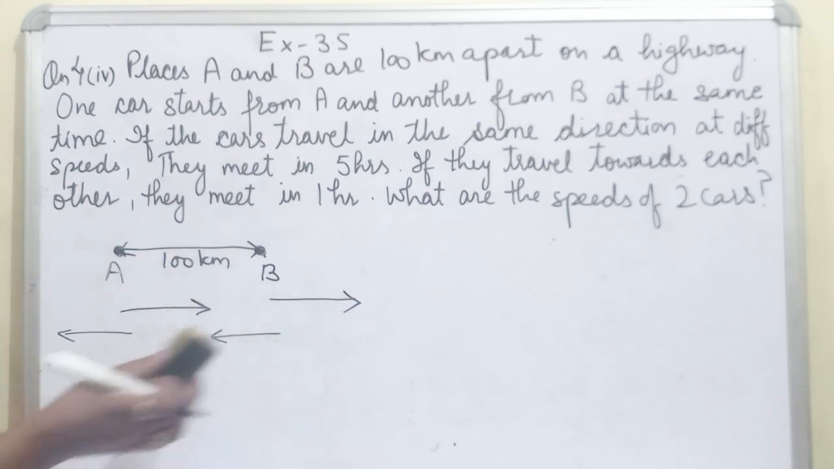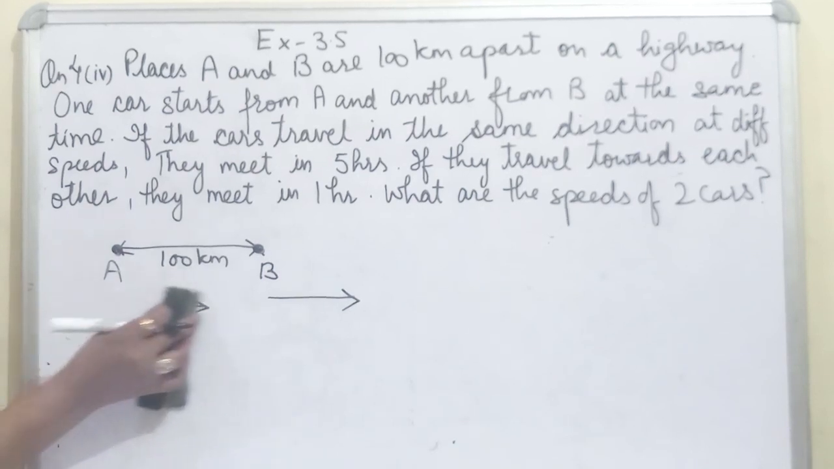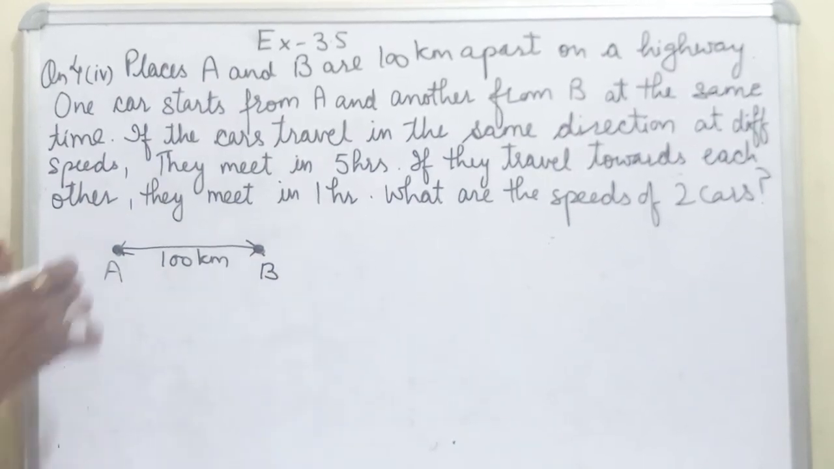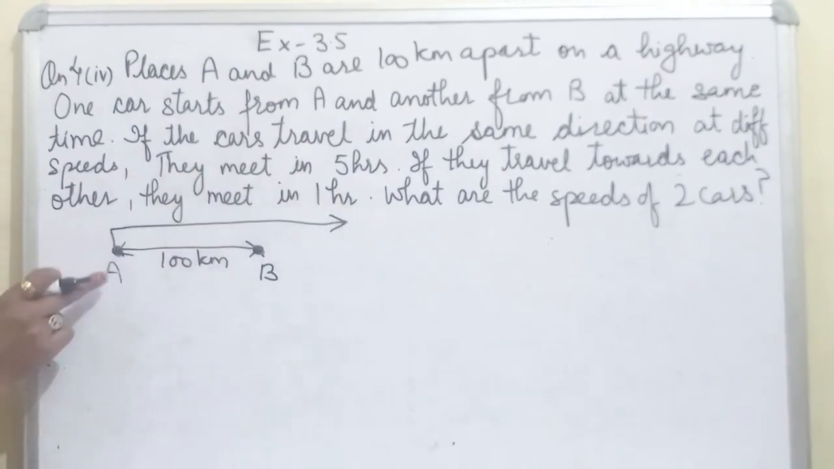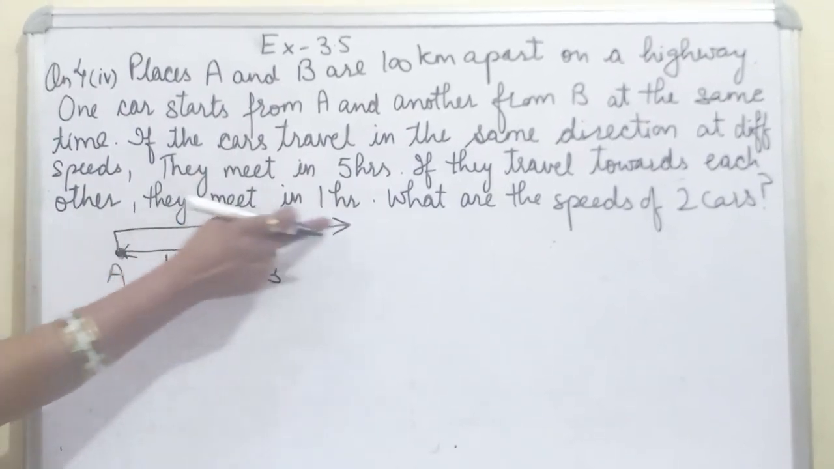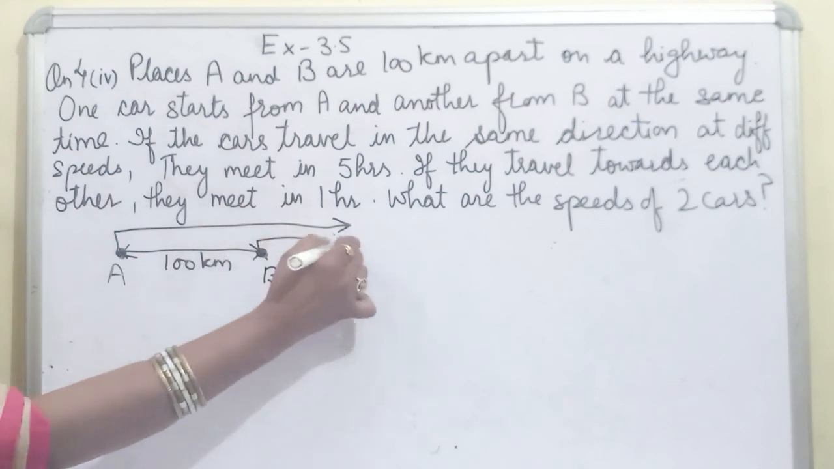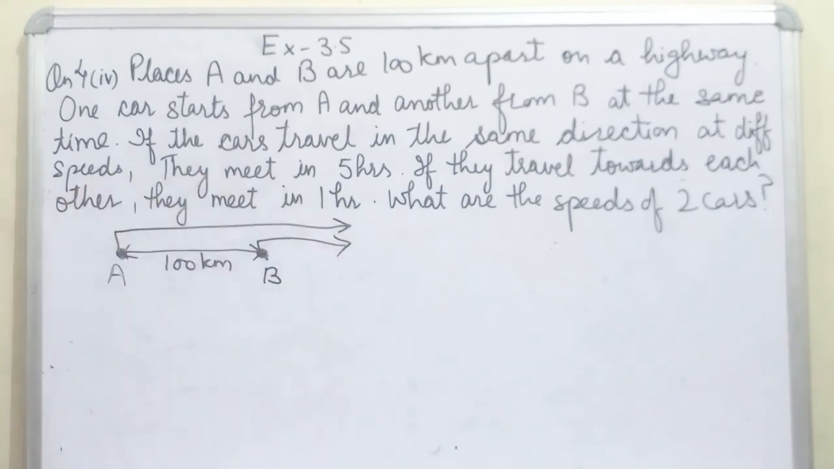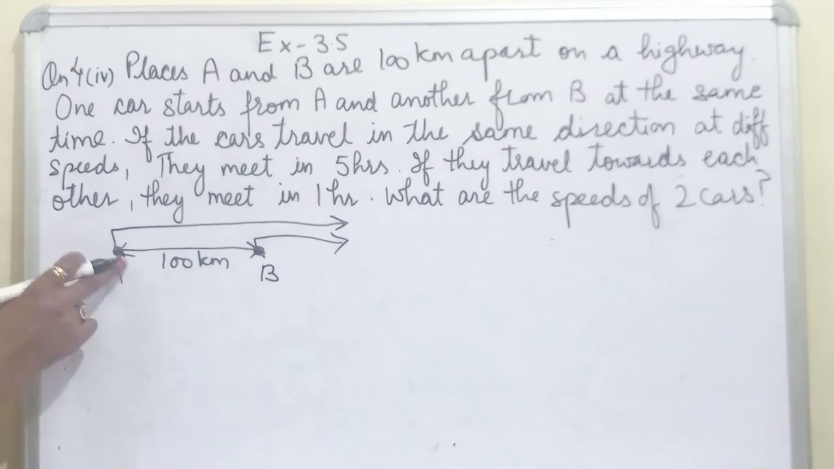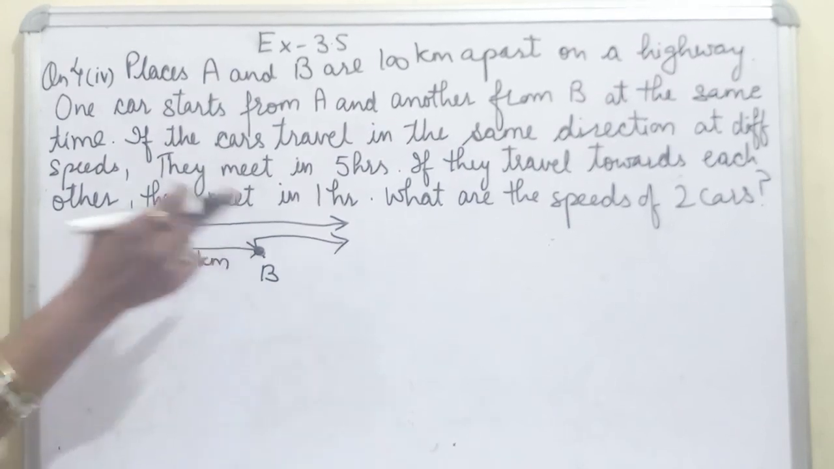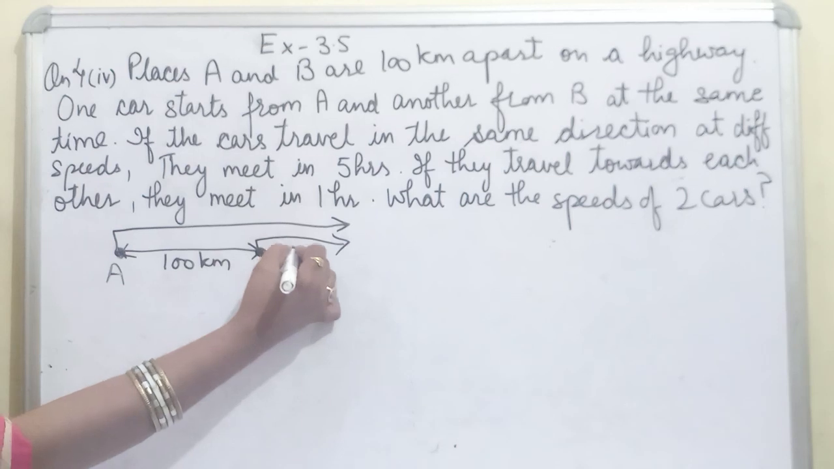So I'm just taking the first one. Let us suppose the cars are moving in this way. The car from place A is moving in this direction and from B it is moving in this direction. If they are moving like this, then they meet in 5 hours.